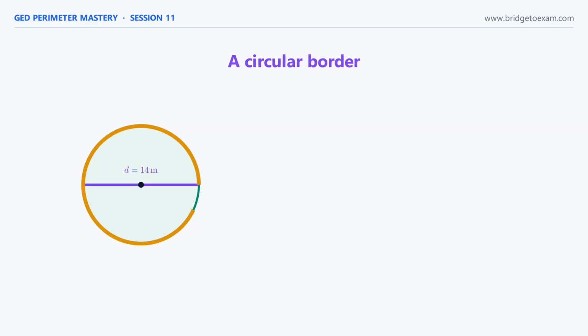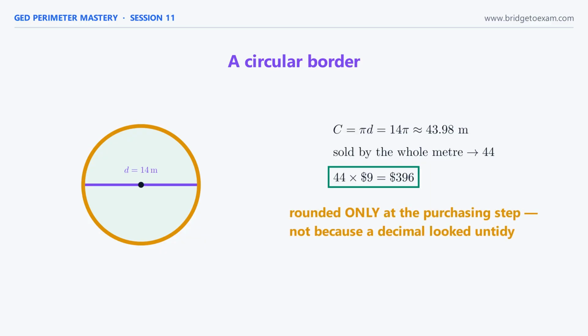Circles show up here too. A round garden has diameter 14 meters and needs a border. Pi times d is 14 pi, about 43.98 meters. If edging is sold by the whole meter, you buy 44. At $9 a meter, that's $396. But notice, we only rounded at the purchasing step. Don't round early just because a decimal looks untidy.